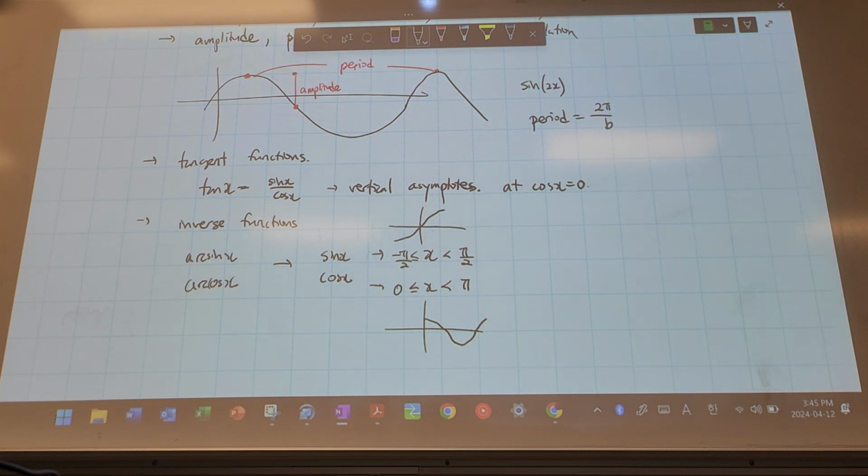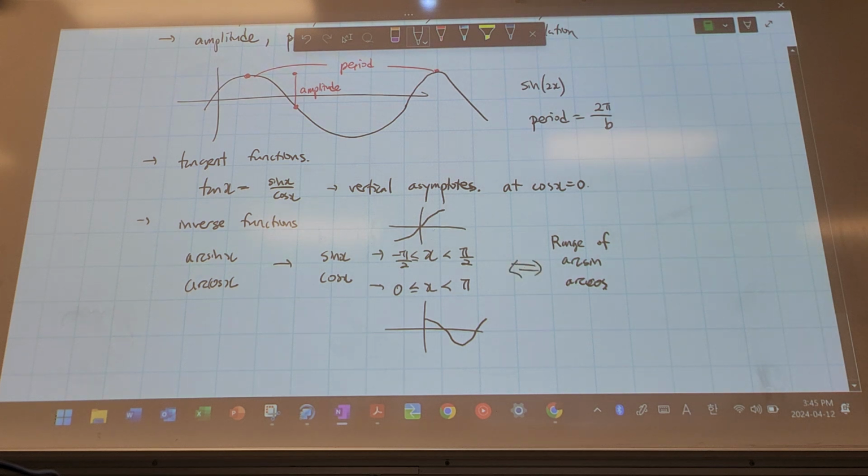So then we draw the inverse. So that means that the range of arc sine and arc cosine is going to be from negative pi over 2 to pi over 2 and 0 to pi. They're interconnected. Yeah, because the domain of one function is the range of the inverse of the function.